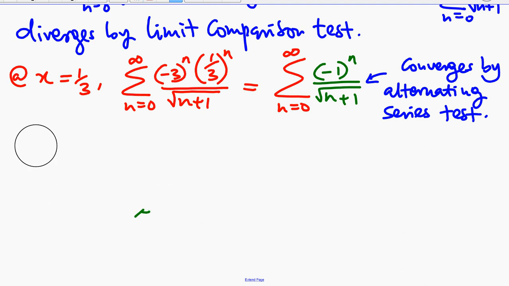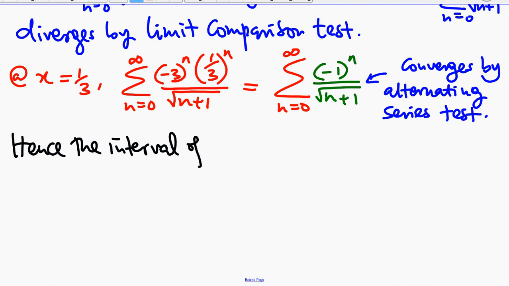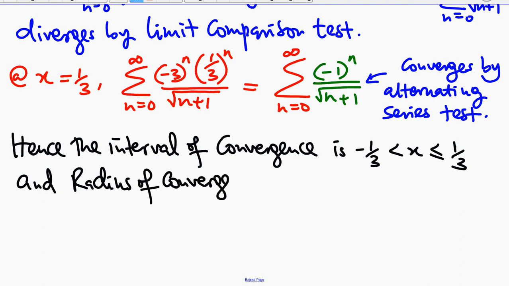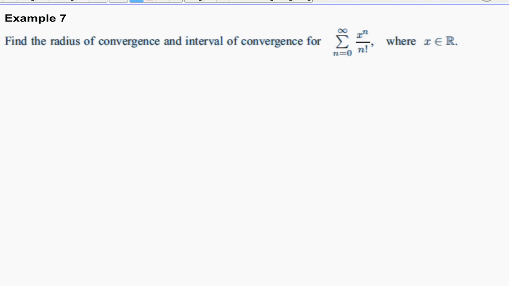Okay, so we can carry on and write our conclusion and say that the interval of convergence is from negative a third to a third, including a third, and radius of convergence is a third, or we can just say r is equal to a third. Okay, next question.